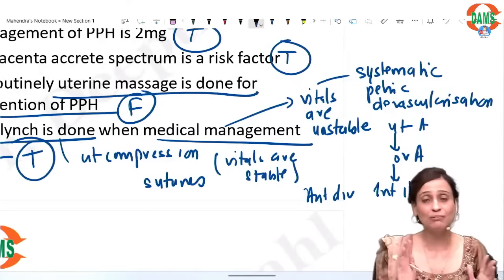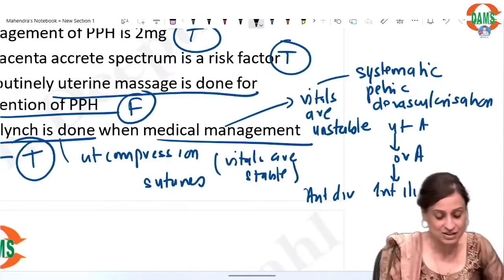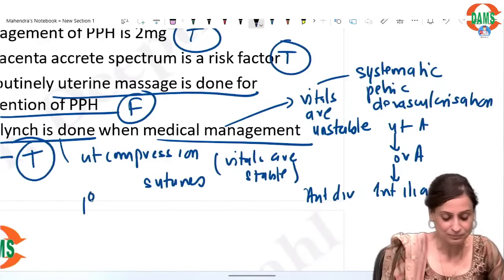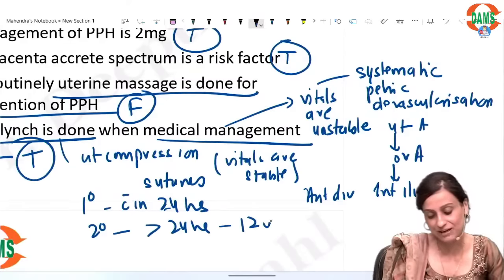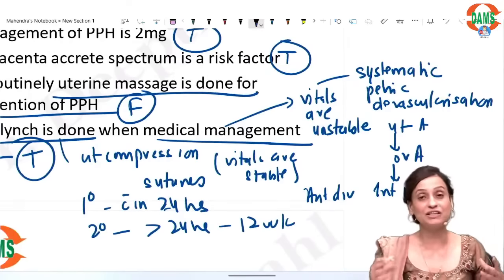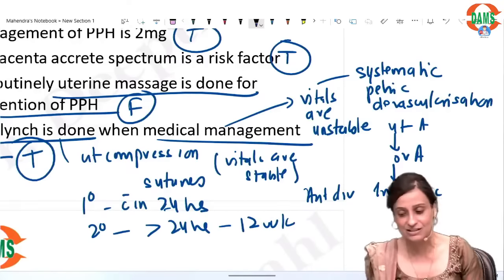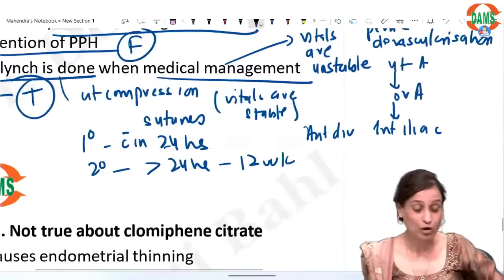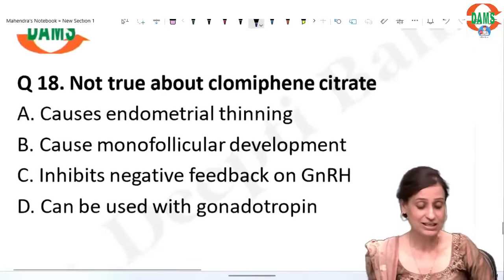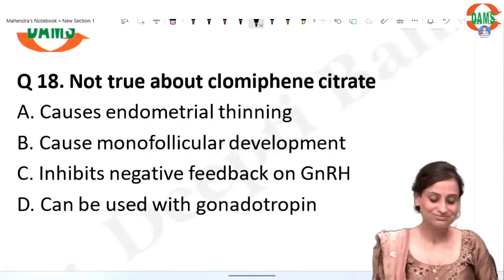So primary, remember, it is within 24 hours and it's uterine atony. Okay, and secondary is beyond 24 hours up to 12 weeks and it is usually because of retained small placental tissue. Right? Ready for the next one, everyone? Okay. And also go and revise AMTSL. It's very, very important. Right.